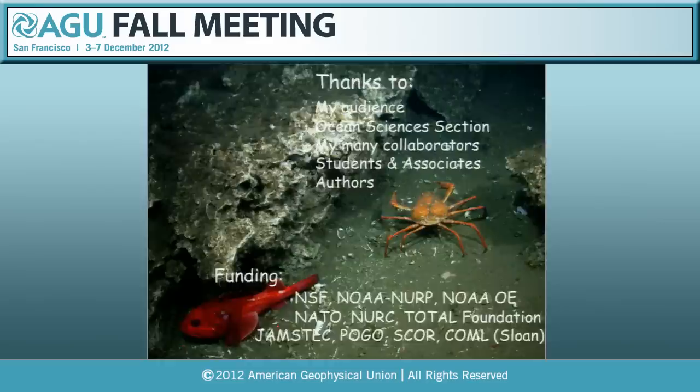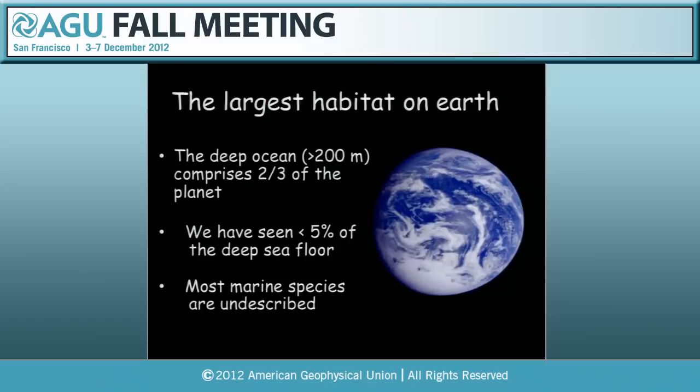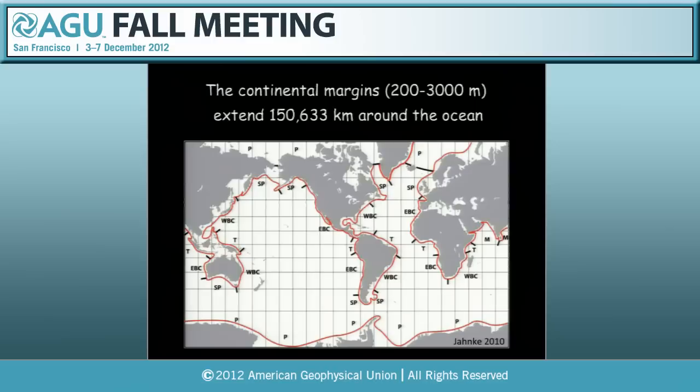So today I want to talk about the largest habitat on Earth. This is the deep ocean below 200 meters. This comprises something like two-thirds of the surface area of our planet. And we've seen remarkably little of it, something like 5%, maybe less. And as a result, the majority of the species that inhabit this realm remain undescribed. Now, I'm going to focus this afternoon on continental margins, the area between about 200 and 3,000 meters.